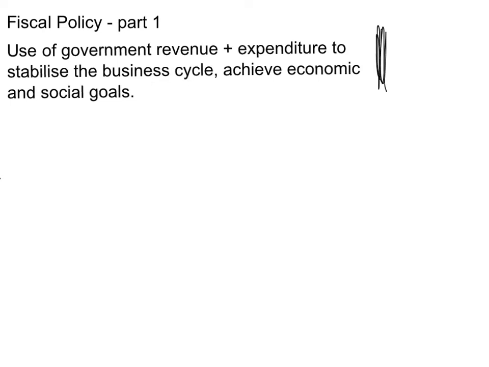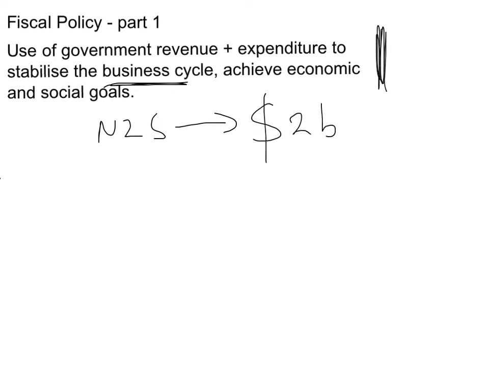Basically, it's the use of government revenue and expenditure to stabilise the business cycle, our old friend, we know about the business cycle, and to achieve economic and social goals. For instance, an economic goal is to have baby boomers, that's people of my generation, pay for their retirement while they're still working. To do that, the government has set up the New Zealand Super Fund and was, before the global financial crisis, making an annual contribution of about $2 billion every year.